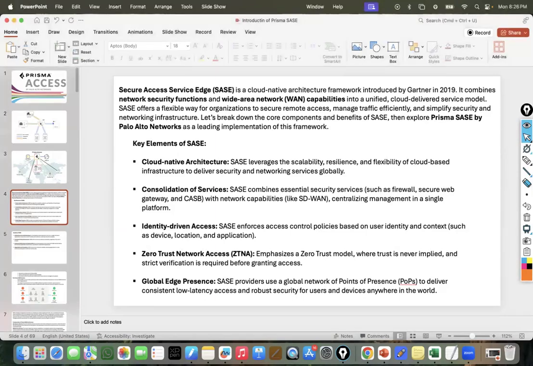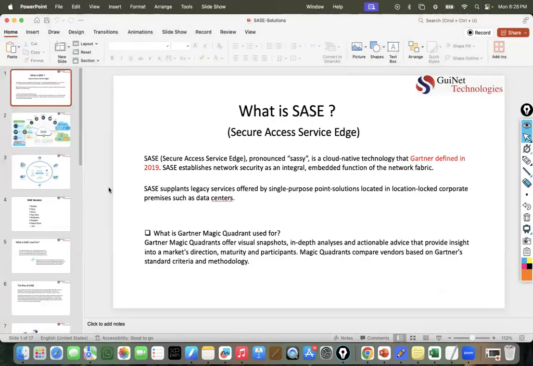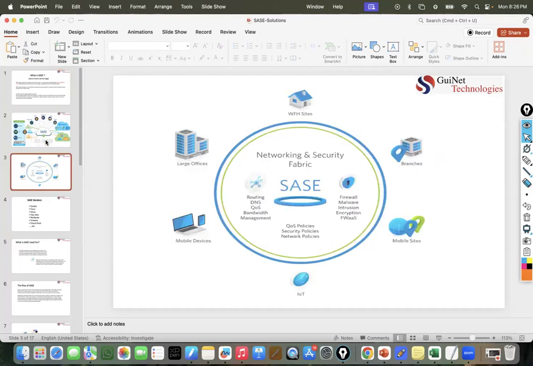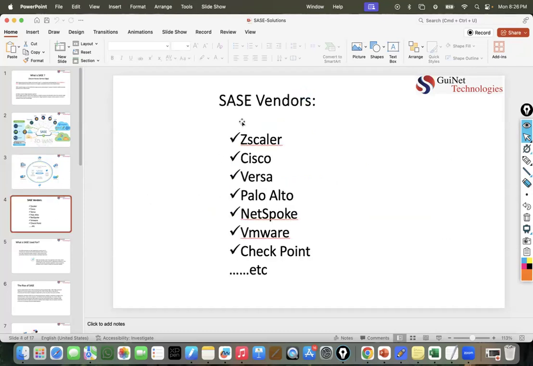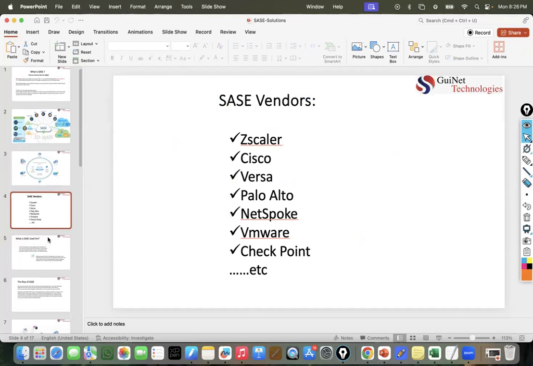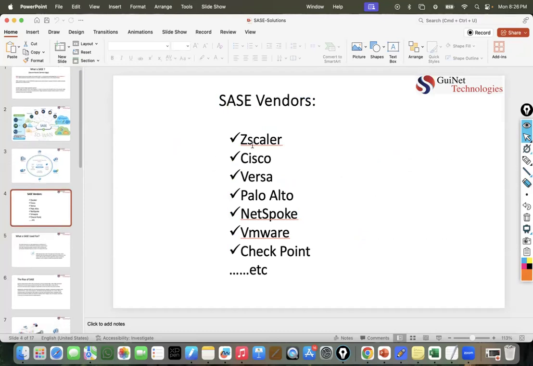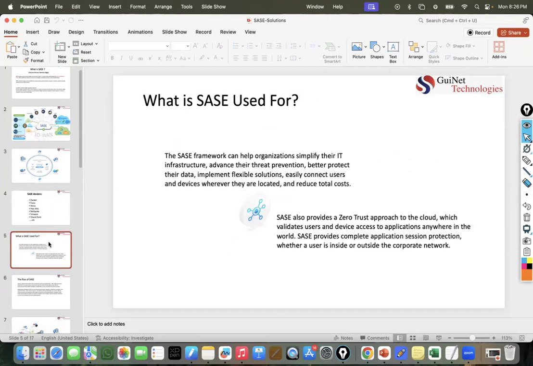So I have one more PPT. So here you can see that SASE one, right? Secure access service edge. And that was again the same, 2019 Gartner was like that. And they are talking about that. So SASE is just going to make sure everything, from wherever you are coming, branch, mobile site, IoT, mobile devices, large offices, they're going to protect. And we have different vendors as well, right? But SASE is not a single component, right? We have multiple components in SASE.